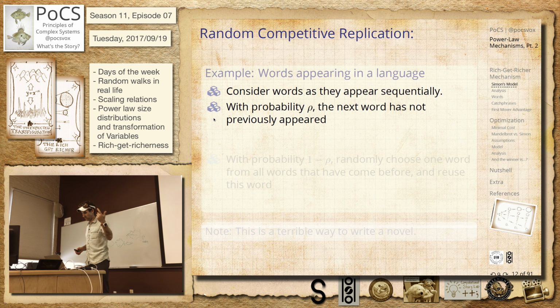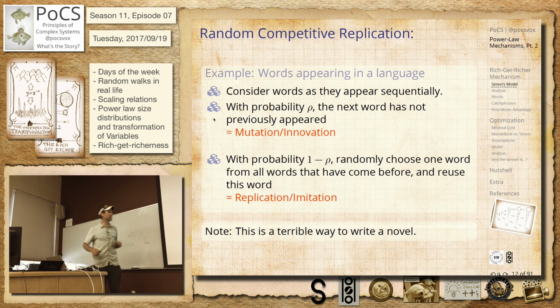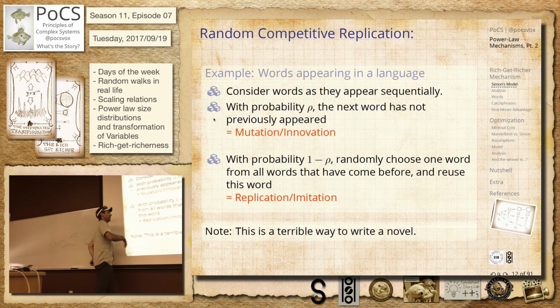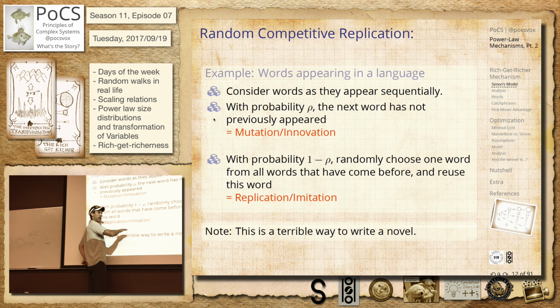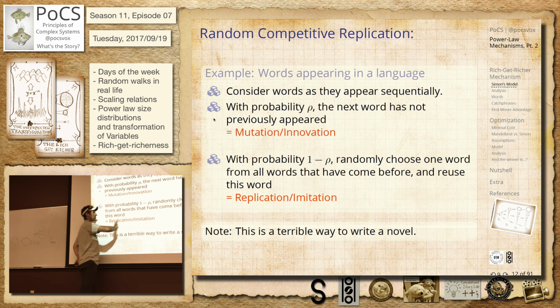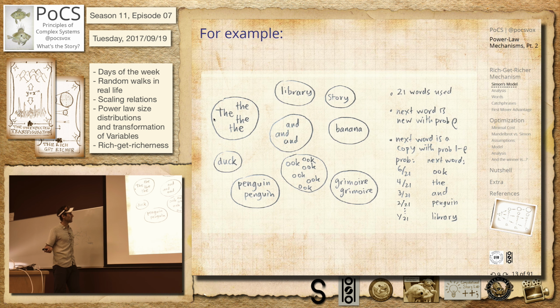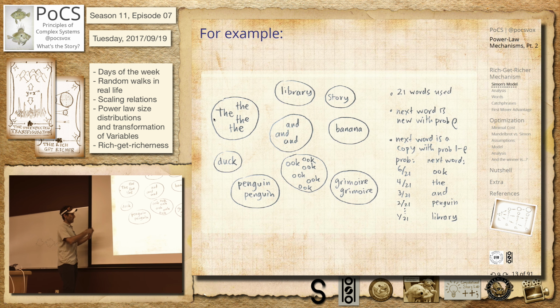So I've talked about this, could be words appearing in a language. It's exactly this. Terrible way to write a novel. It's not how it works. It also means that you'll have a new word with probability rho. And if you look through a book, actually you have a different kind of growth. It's not a linear growth. It banks up at the start. It's called Heaps' Law. Maybe I'll add a slide on that. Makes sense.